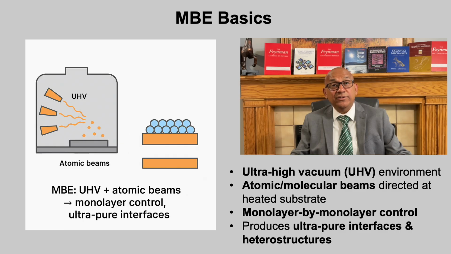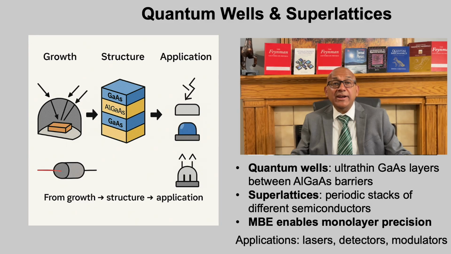and quantum device research. One of the landmark achievements of molecular beam epitaxy is the creation of quantum wells and superlattices. In a quantum well, a thin semiconductor layer, such as gallium arsenide, is sandwiched between higher bandgap barriers like aluminum gallium arsenide, confining electrons and holes in two dimensions. By stacking these wells periodically, we can create a superlattice with tailored electronic and optical properties.